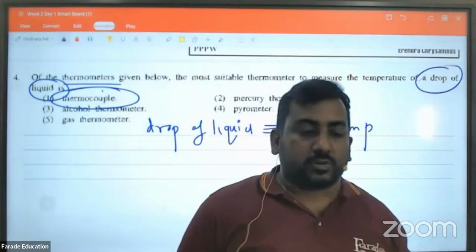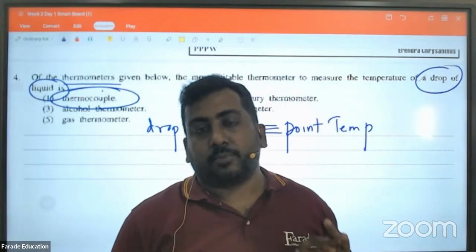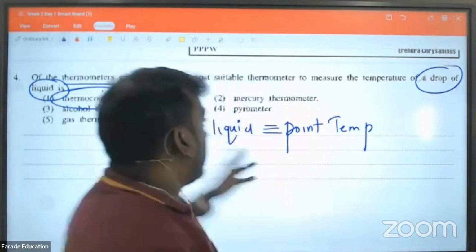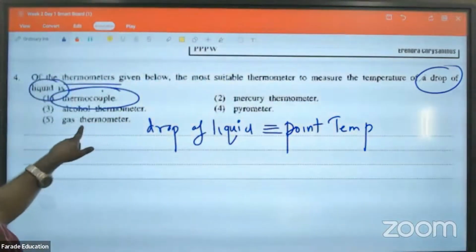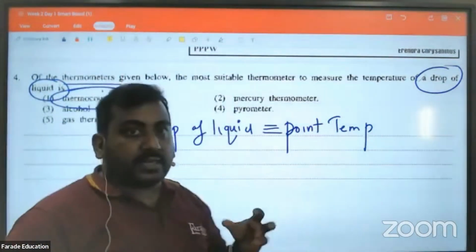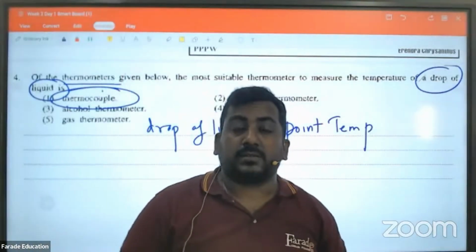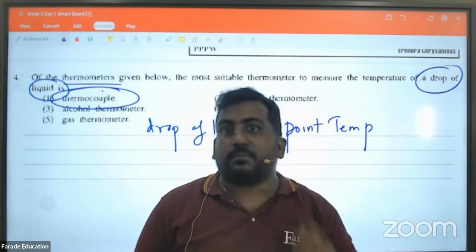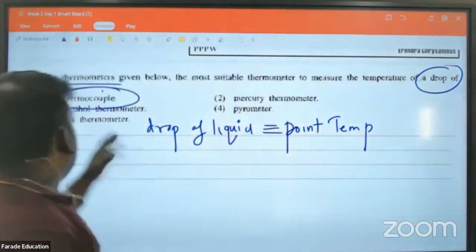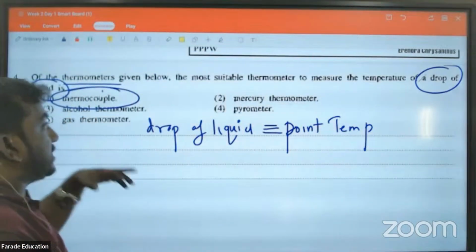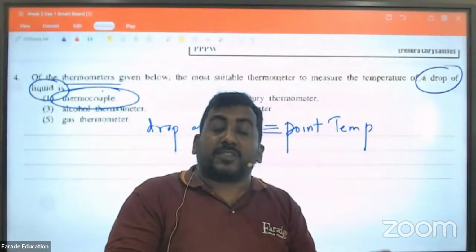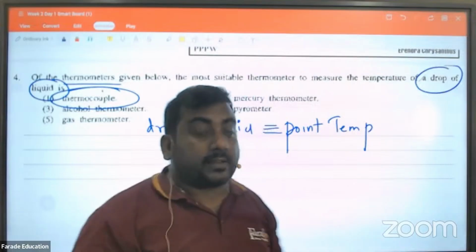Thermocouples can be used to measure what? Point temperatures. Others we can't use, because if you take, for example, an alcohol thermometer or a mercury thermometer, the bulb should be fully submerged in the liquid. For point temperatures you can't fully submerge the thermometer, right? If you take a gas thermometer, again the bulb should be fully submerged. If it's not fully submerged, you can't get a good reading.